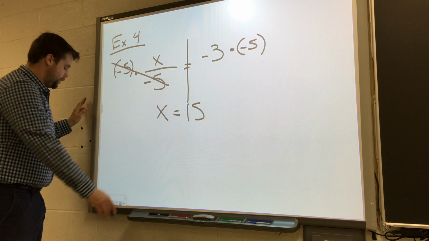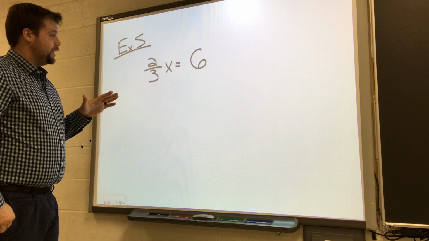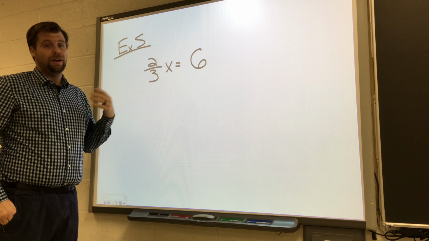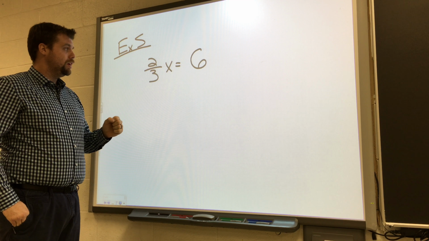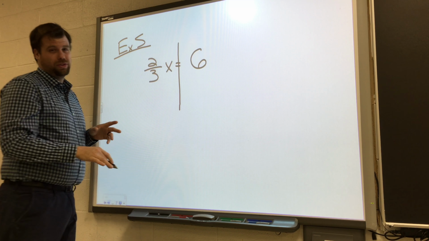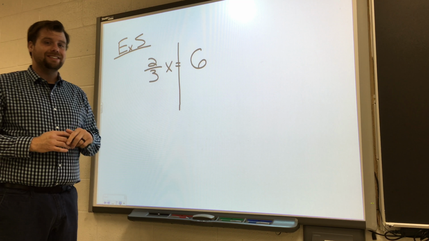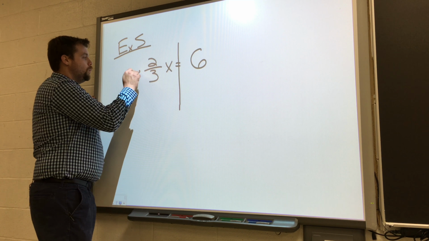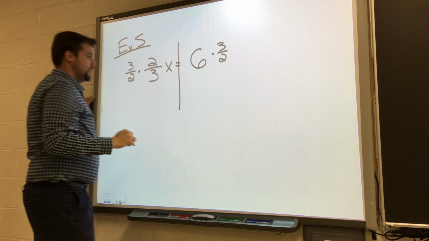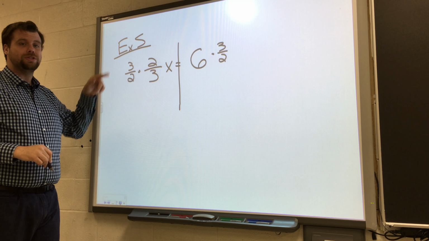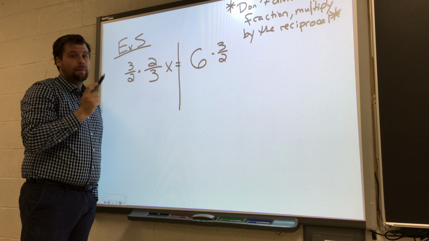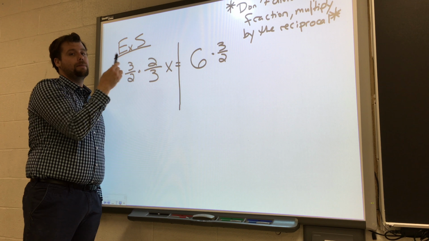All right, let's do one more example here. This one can be very tricky. What is happening right now is x is being multiplied by 2/3. If I want to get it by itself, I need to get rid of multiplication by 2/3. So normally you would divide by 2/3, but we don't divide by fractions. Instead, we multiply both sides by the reciprocal. Instead of dividing by 2/3, I'm multiplying both sides by 3/2. Don't divide by a fraction, multiply by the reciprocal.